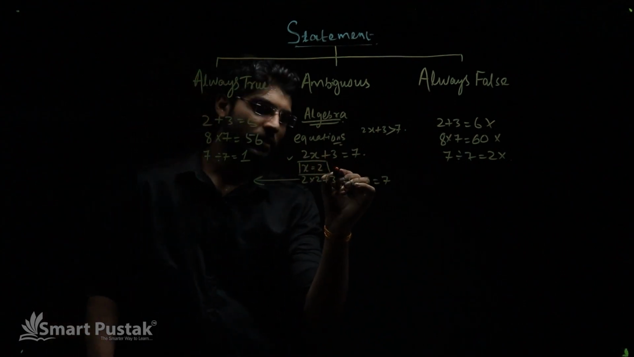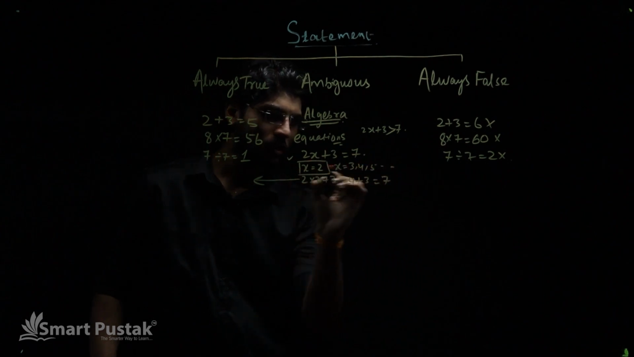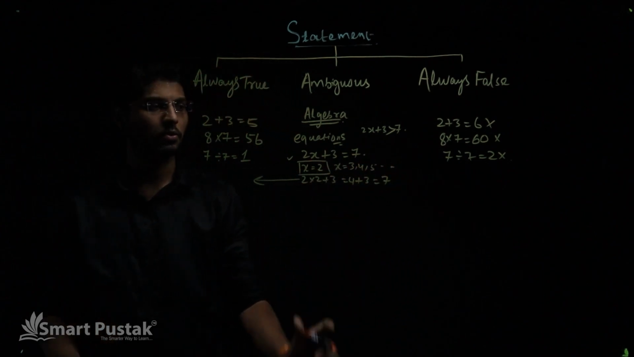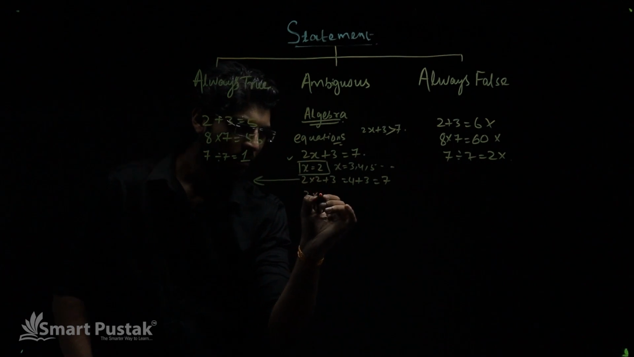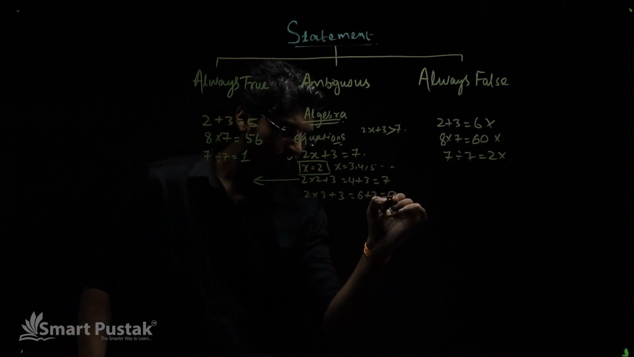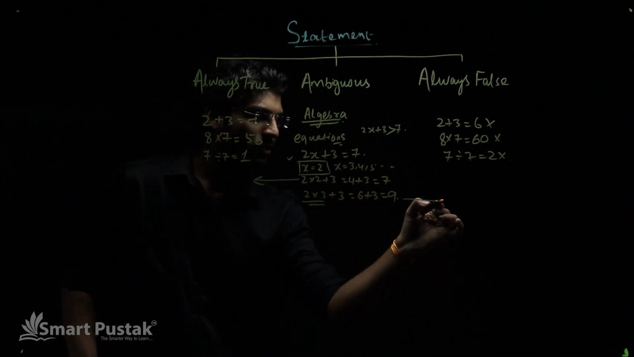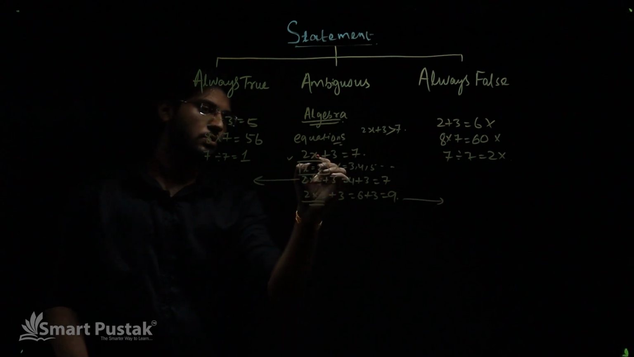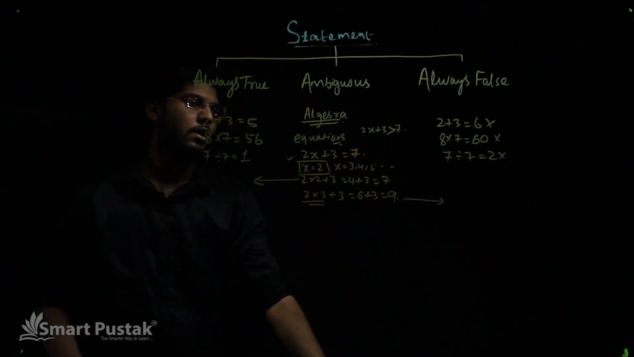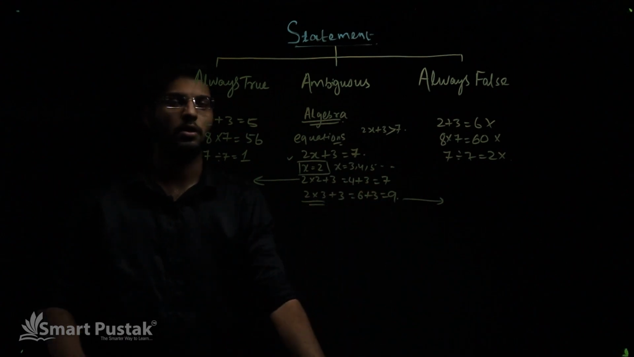Now, what if I say the value of x is 3, 4, 5 or any value other than 2? Let's put one value, 2 into 3 plus 3, 6 plus 3 is equal to 9. So this statement will proceed towards an always false statement, because we had the equation 2x plus 3 is equal to 7 only, not 2x plus 3 is equal to 9.